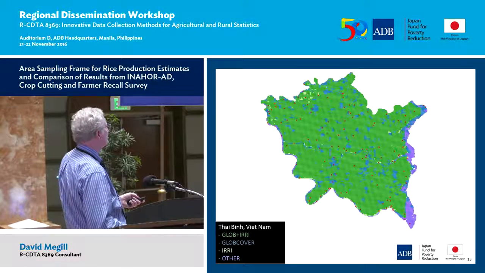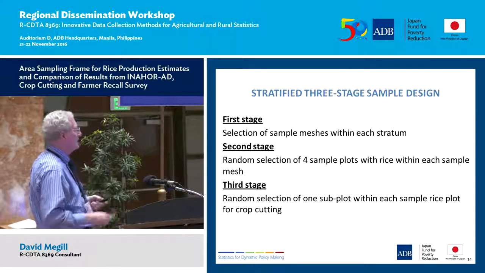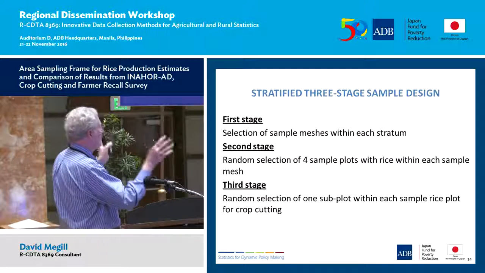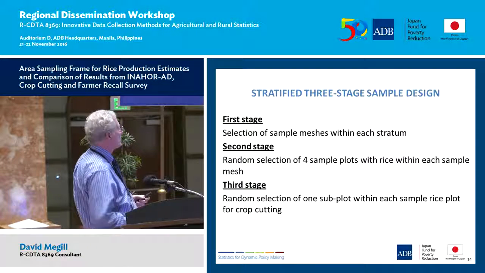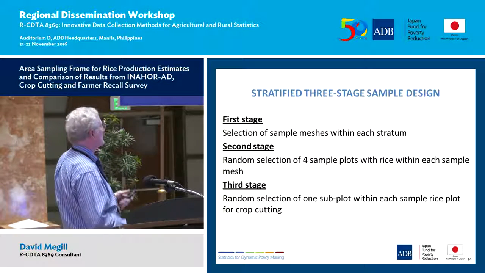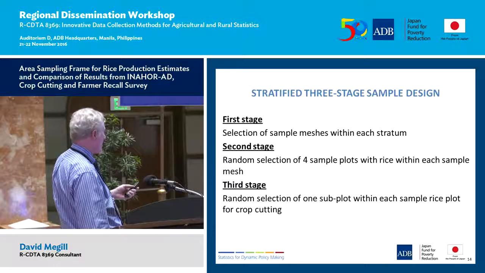So that gives you an illustration of the difference between the 4 different provinces in terms of the coverage by stratum.